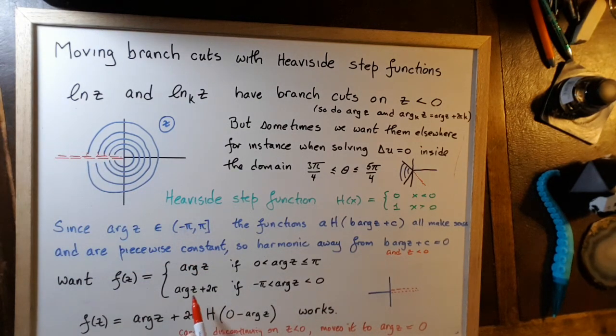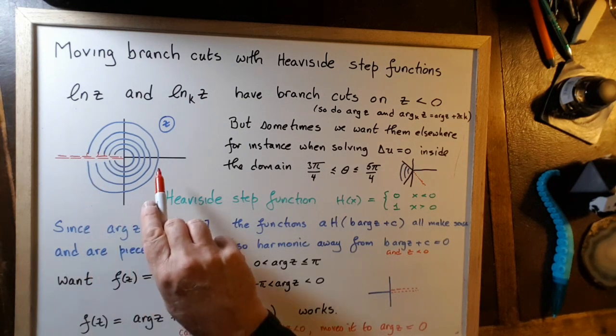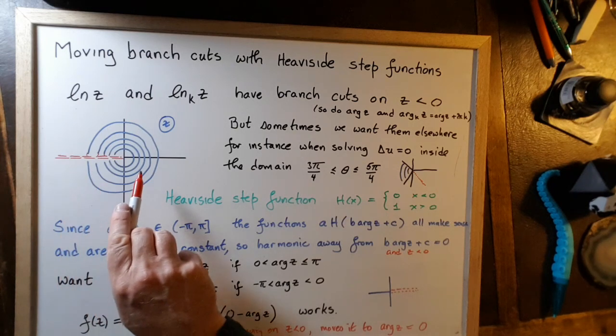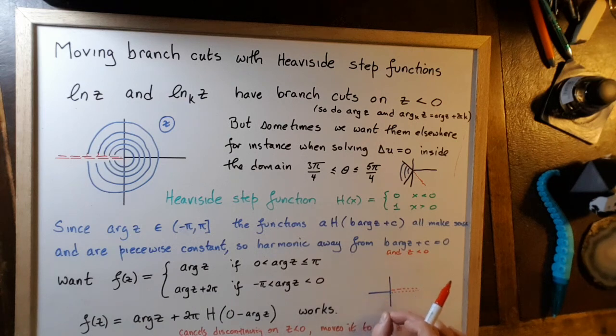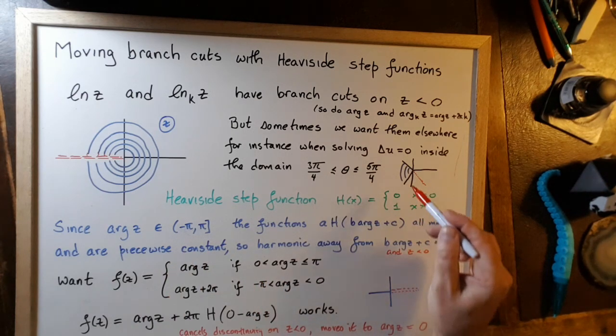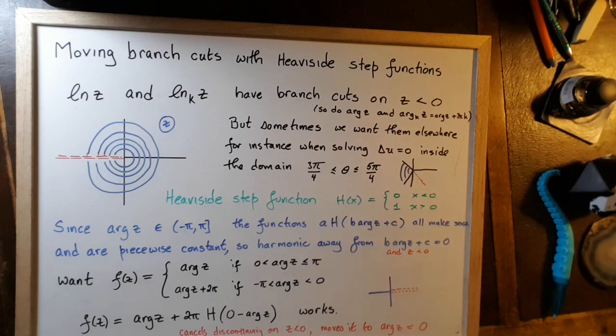So if we add 2 pi there on this part, from minus pi less than arg z less than 0, what we've done is we've exactly moved that branch cut all the way around to this side, because now the discontinuity will occur when argument of z is actually equal to 0, because on the bottom half we'll have 2 pi, and on the top half we'll have 0. So we'll still have a jump of 2 pi, but we've moved the jump over to this side. So this will allow us to solve this particular problem.